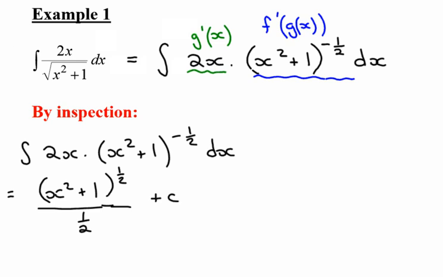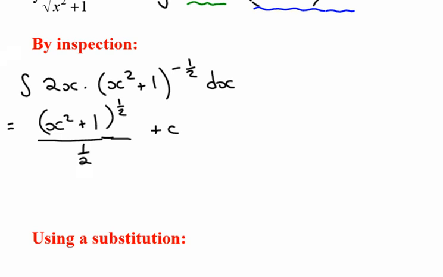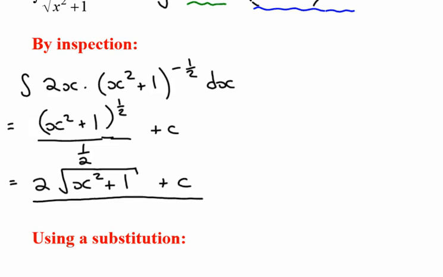Remember to pretty it up a little bit, make it look a bit better. Dividing by a half is the same as timesing by 2. We don't like exponents that are fractions, so I'm going to say that's 2 times the root of x squared plus 1 plus c. See how quick and easy it is by inspection. So I recommend that that's your first line of call if you can do it.